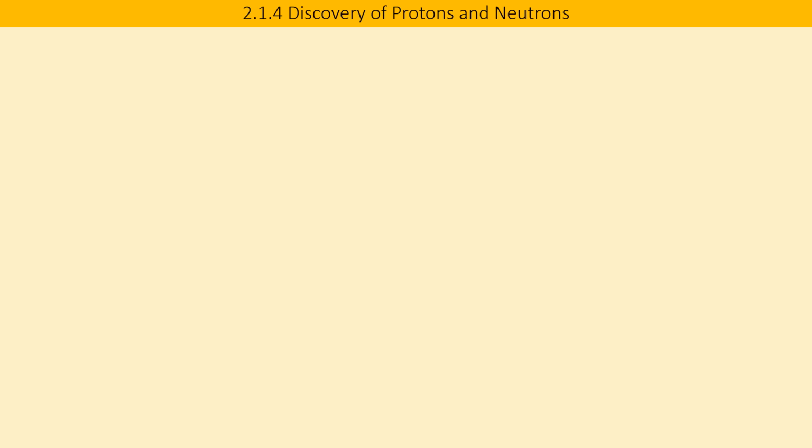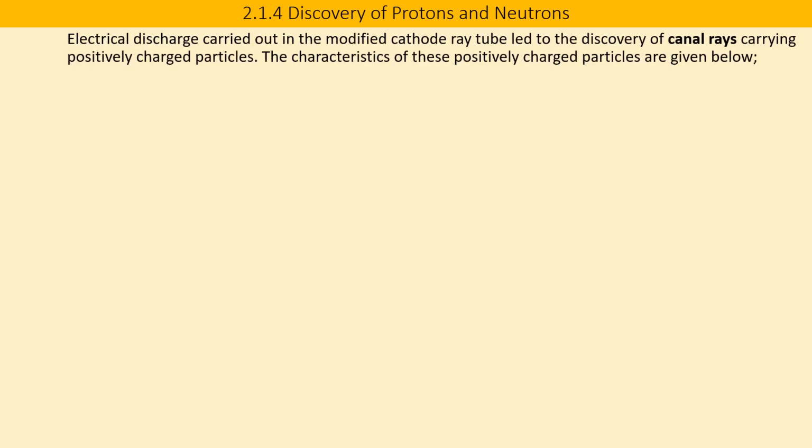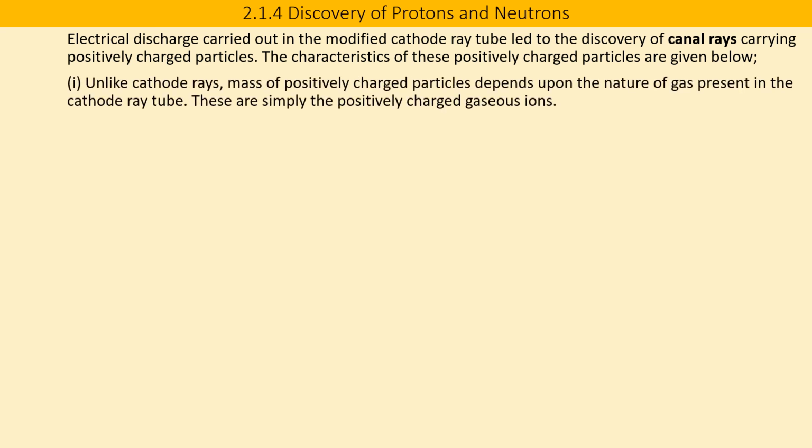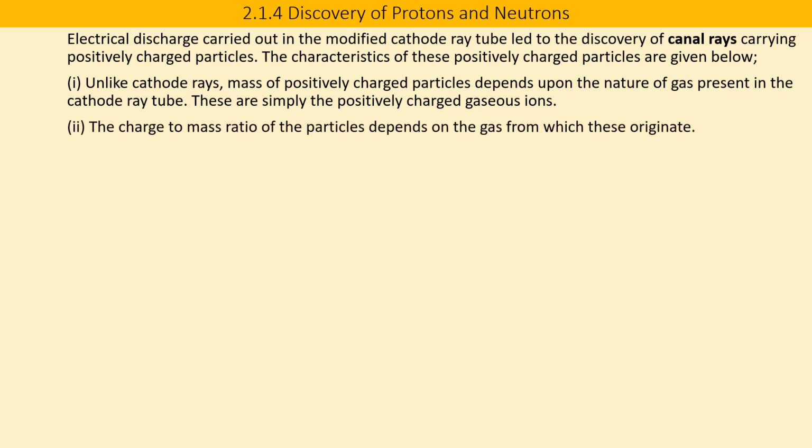Discovery of protons and neutrons. Electrical discharge carried out in the modified cathode ray tube led to the discovery of canal rays carrying positively charged particles. The characteristics of these positively charged particles are given below. The mass of a positively charged particle depends on the nature of the gas present in the cathode tube. These are simply the positively charged gaseous ions. The charge to mass ratio of particles depends on the gas from which they originate.